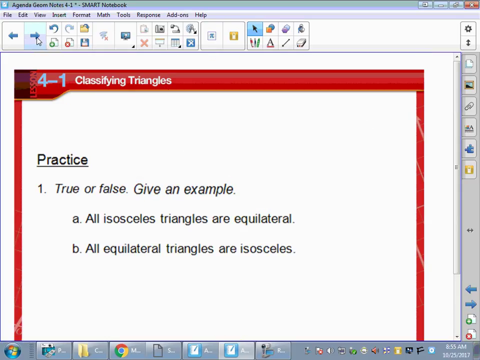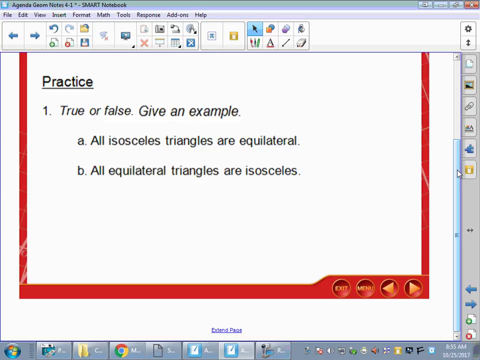All right, let's do a quick practice number 1. This is a good one, and this is just knowing the definitions. I should have written this, instead of true and false, as sometimes, always, or never. The word all kind of makes it just always or never, basically. All isosceles triangles are equilateral. Is that true or false? Every single isosceles triangle that I get is equilateral.